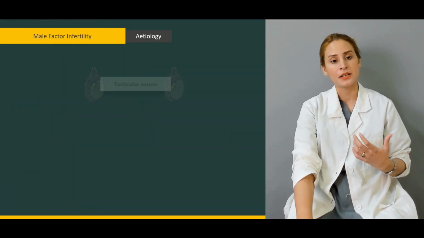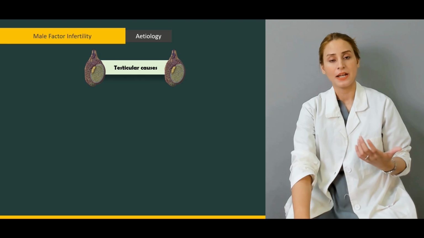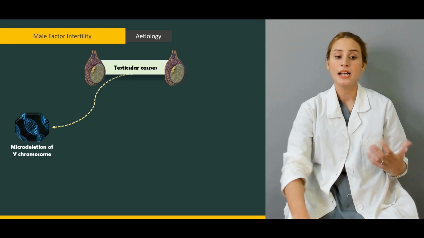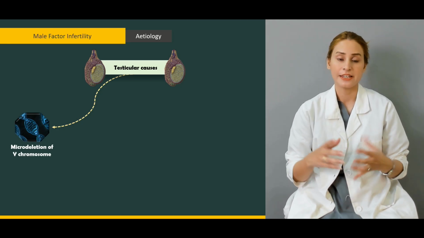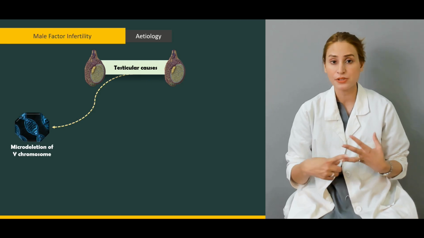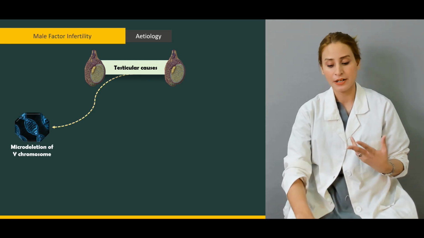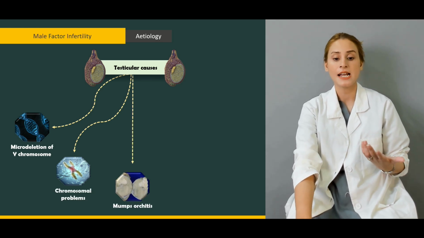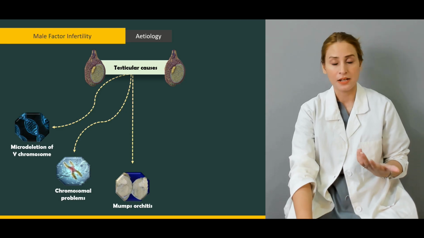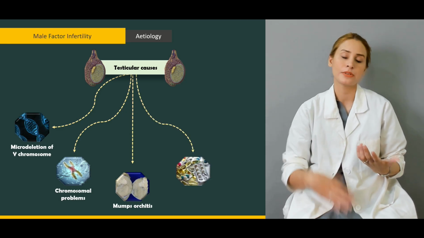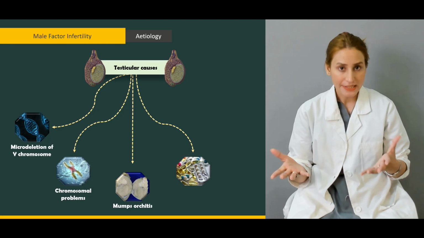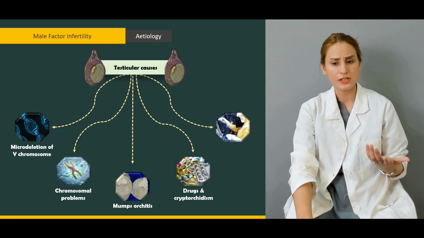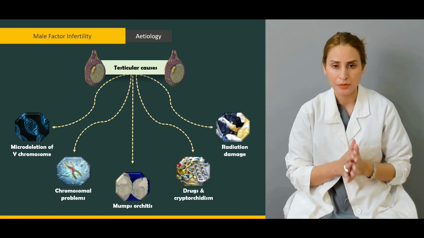If we particularly talk about the etiological factors for male factor infertility, there can be testicular causes, like cryptorchidism. There's a microdeletion of the Y chromosome. There is testicular atrophy. There are chromosomal abnormalities. There can be secondary infections like mumps orchitis, and we know that mumps orchitis ultimately leads to testicular atrophy and infertility. There can be various drugs which also cause infertility, and there can be radiation damage.